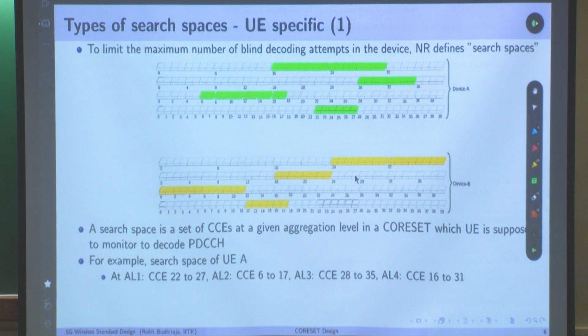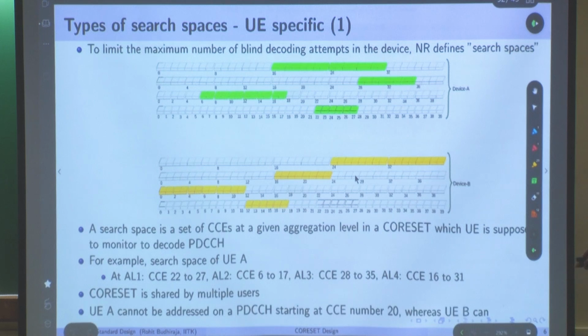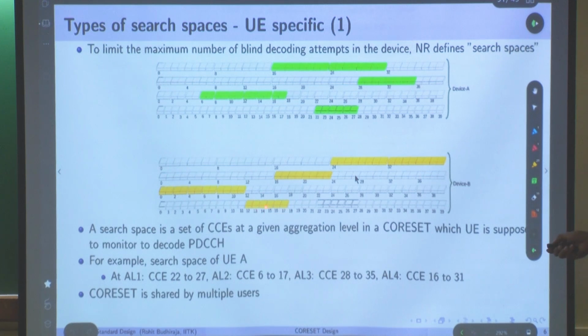Okay, right? So similarly, this CORESET, as I said, the control resource set, is shared by multiple users. So this symbol is used as a CORESET for another user also. And what am I saying here? Look at this. At aggregation level 1, I have the offset from here. For device B, this is the search space at aggregation level 1, at aggregation level 2, at aggregation level 4, and aggregation level 8.